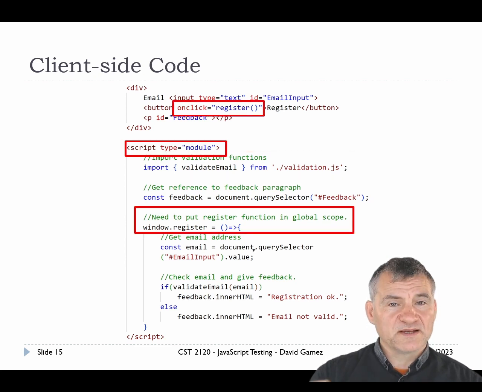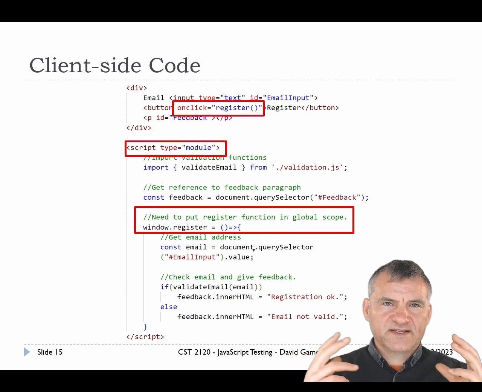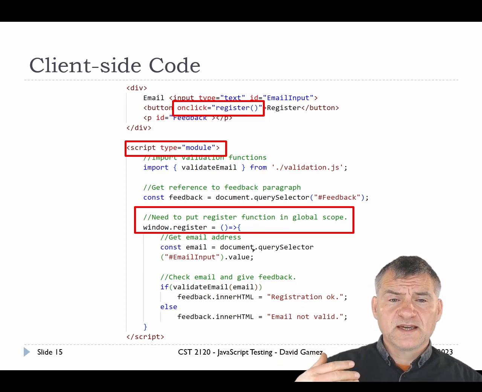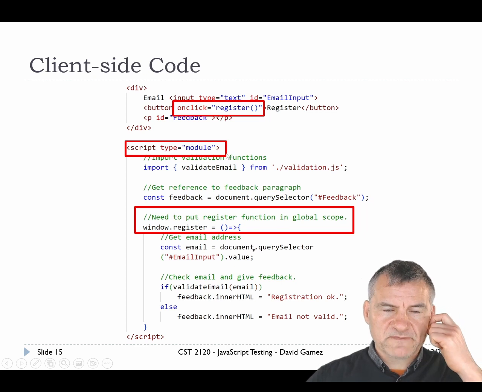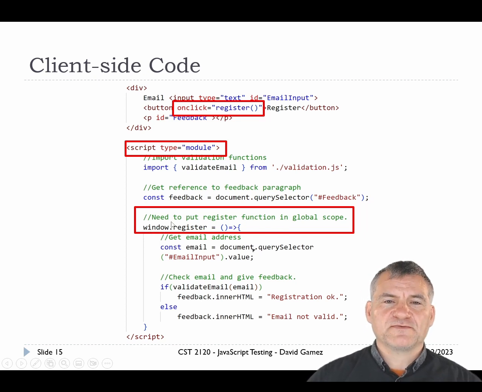Because I'm in a module, that doesn't give me global scope. In a standard script, if I write a function, I can reference that function outside of the script. But because it's a module, everything within this module only has module scope rather than global scope. This is why I need to do window.register. Window is a global object, so I can do window.register, which is kind of the same as just saying function register.